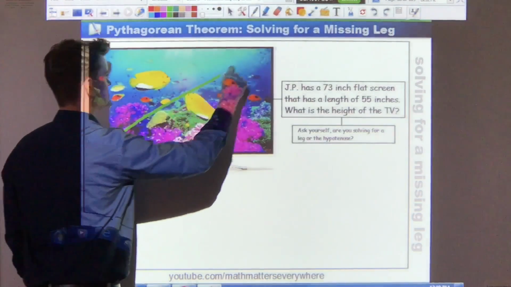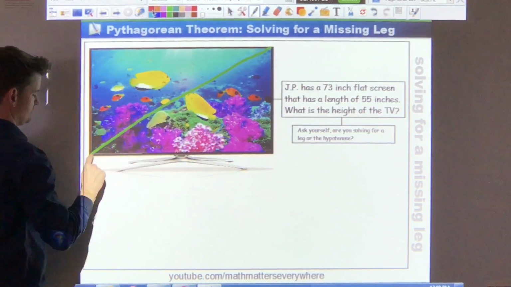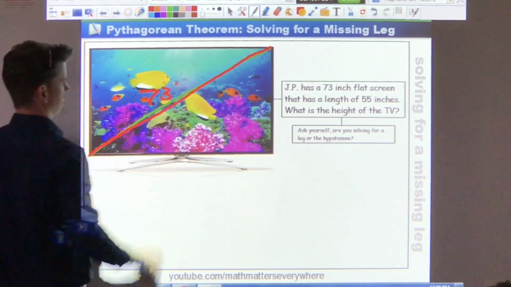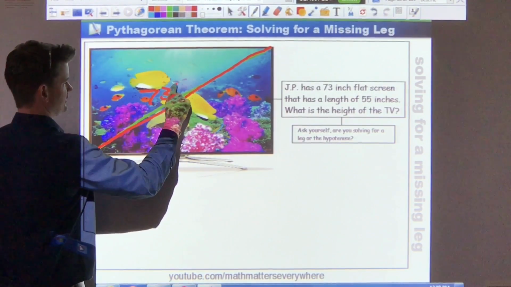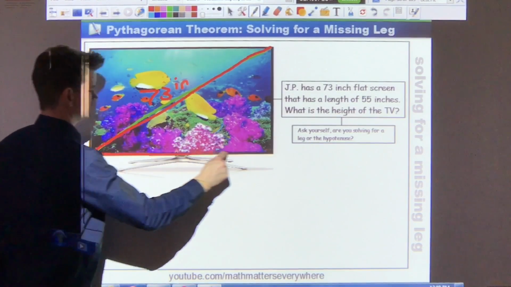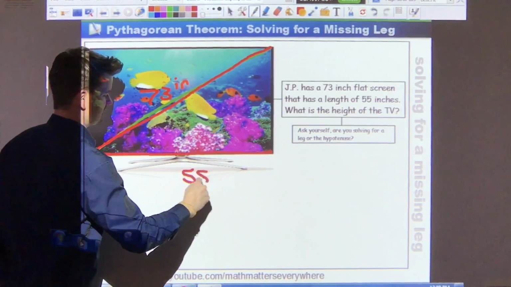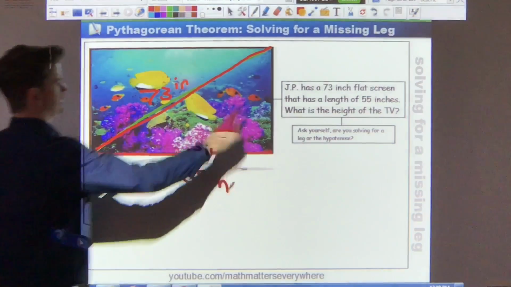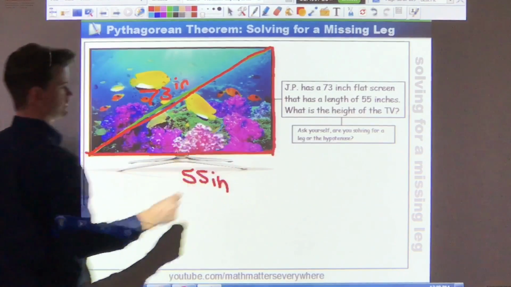So that means that they're giving us the length of the diagonal. Actually, let me do this in red so it stands out more. They're saying that this is 73 inches. We also know the length, and we're being told that this is 55 inches. What don't we know? The height.